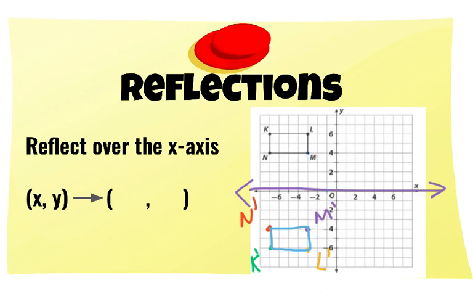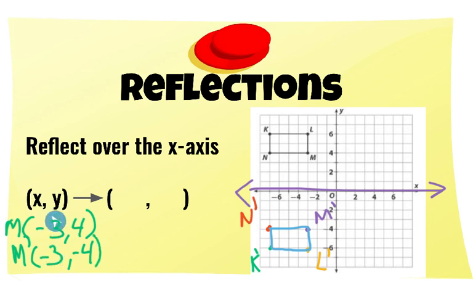So what actually has happened here? Let's see if we could go ahead and write our algebraic rule. Let's take one point at a time and see what's happening there. Let's take M. M started at -3, 4. And M prime is now located at -3, -4. Well, what happened or changed here?